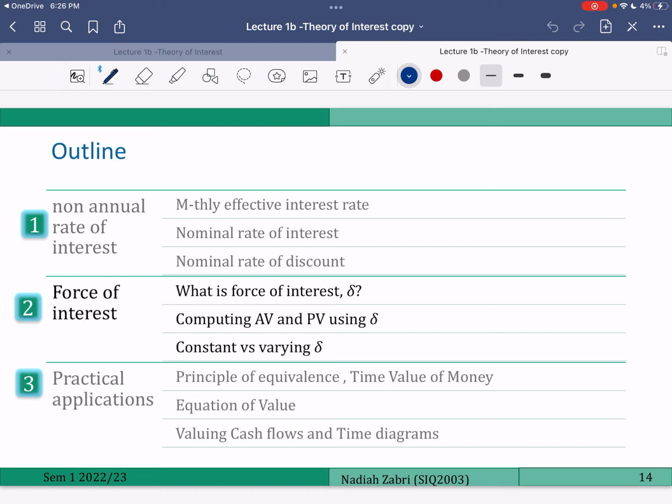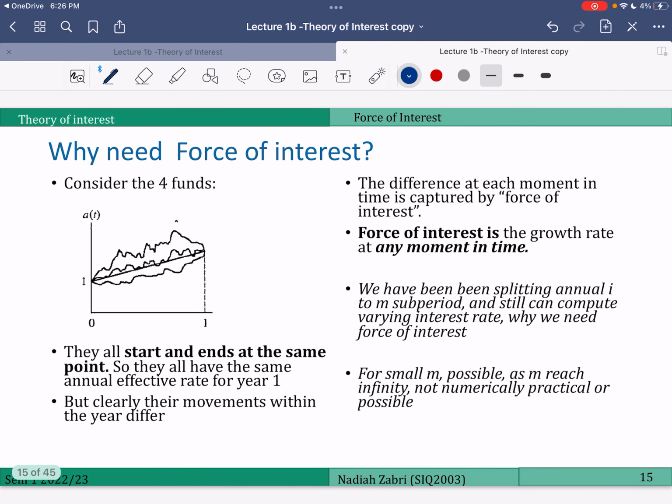Okay, next part, force of interest. So we will go through what is force of interest. We will compute accumulated value and present value using force of interest, and then we will compare constant versus varying force of interest. Okay, first, why do we need force of interest?